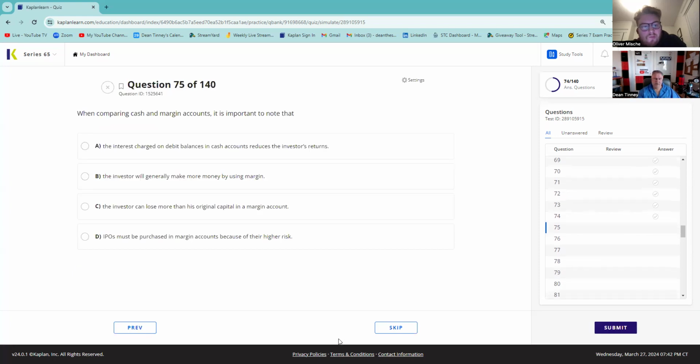When comparing cash and margin accounts, it's important to note: C. An investor can lose more than, yeah, that's right on. The same supercharged speed you make money with is the same supercharged speed you lose money.